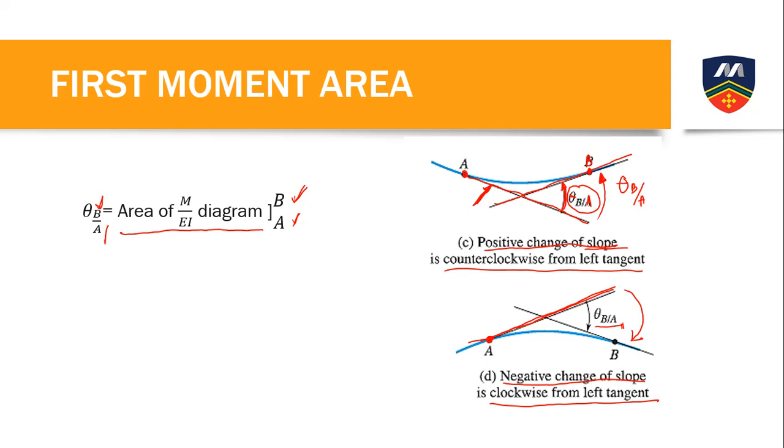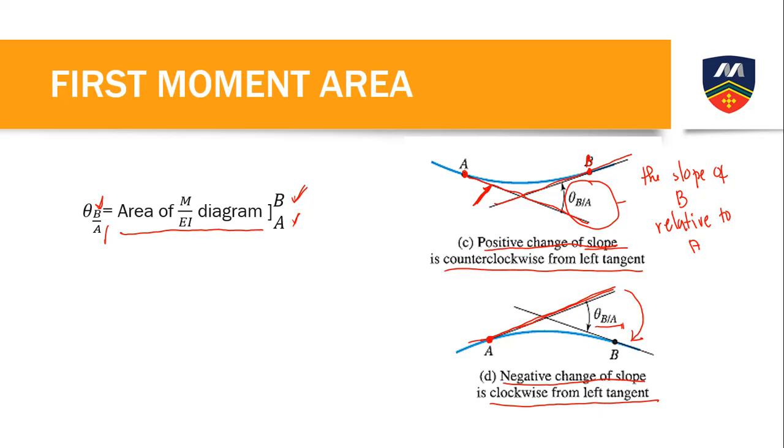Again, how you're going to read this? It is just the slope of B relative to A. Okay, ano na pagbasa? Okay, that is the first moment area theorem.